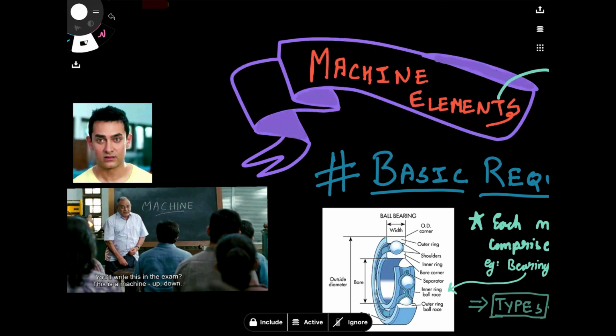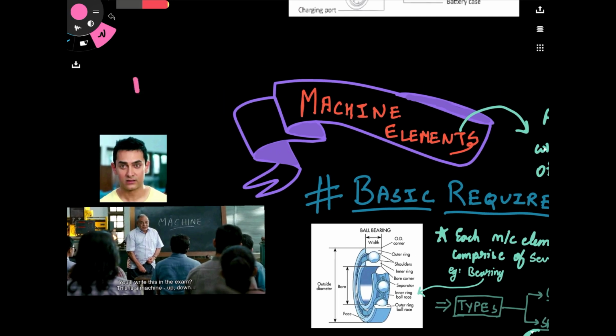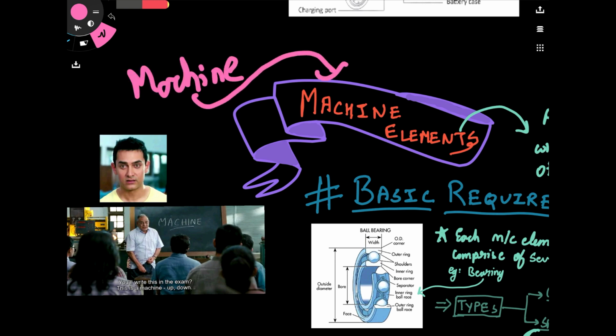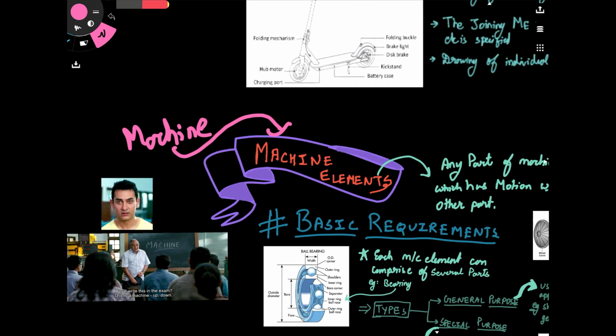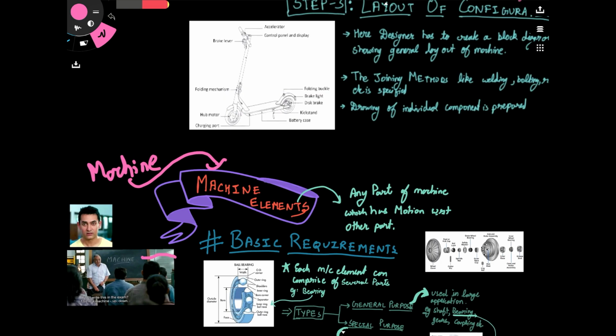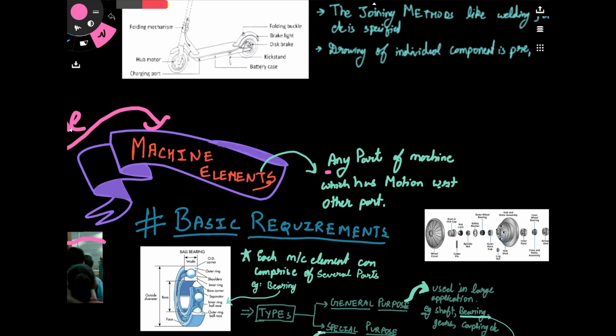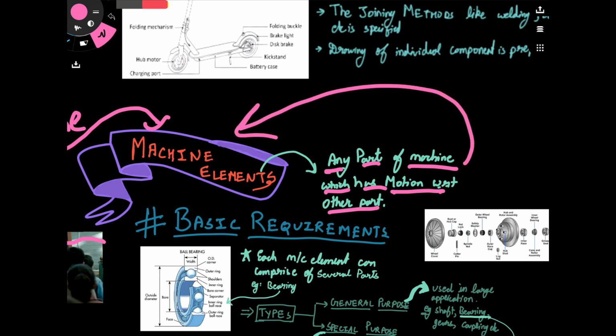A machine is anything which actually reduces human efforts, and a machine consists of machine elements. The parts of a machine are known as machine elements. The technical definition is that any part of a machine which has motion with respect to another part is known as a machine element.